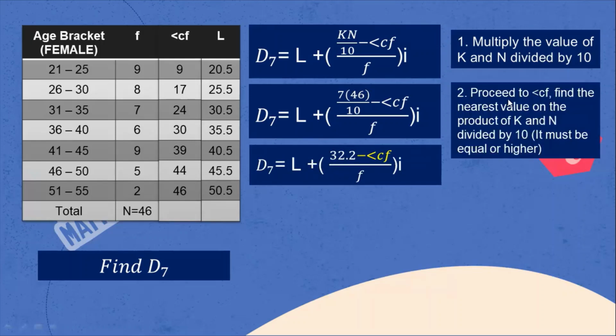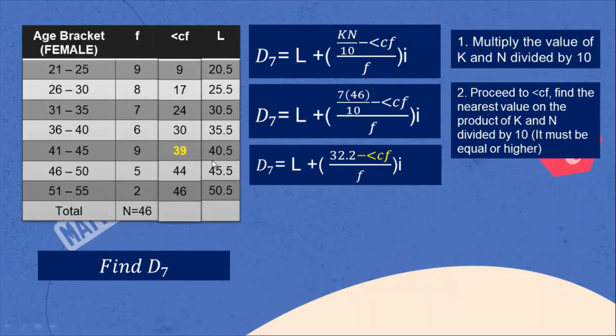Next, proceed to less than cumulative frequency. Find the nearest value to the product of k and n divided by 10. It must be equal or higher. Again, we are going to the less than cumulative frequency, and we are going to look for a score that is nearest to 32.2. It must be higher or equal to 32.2. What is the score on less than cumulative frequency? That is 39 again. Okay?